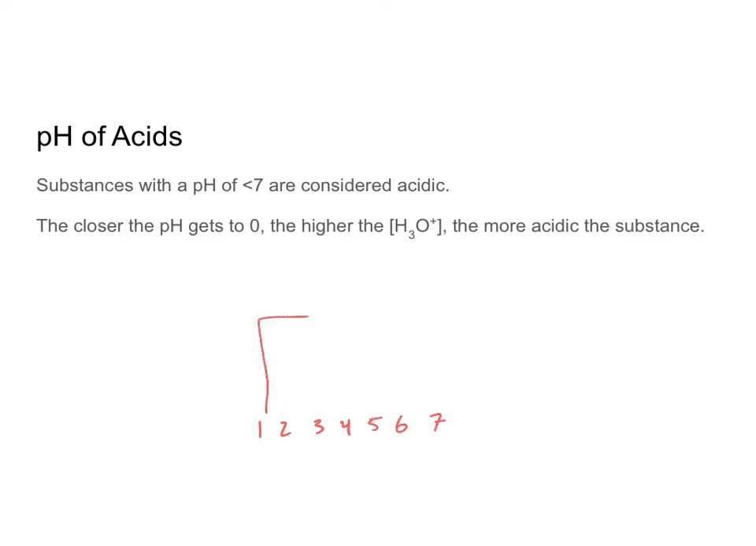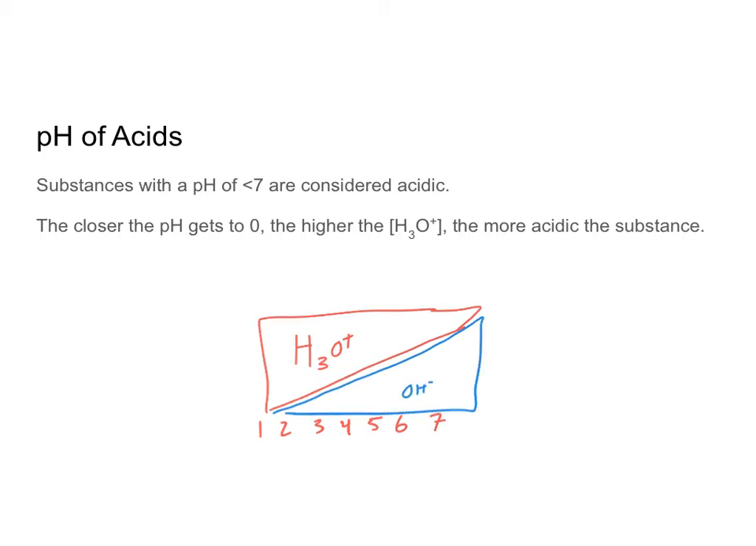If I drew sort of a representation of that, I would say that I'd have significantly large amounts of H3O plus in my acids, and then on the bottom side of this little picture I would have OH minus. So with these super strong acids like the acids of pH 1 or 2, there's a lot of H3O plus and very little OH minus. So the closer we get to 0, the larger the amount of H3O plus is.